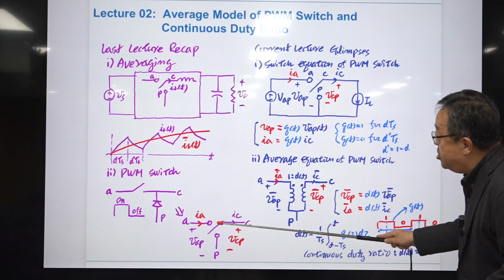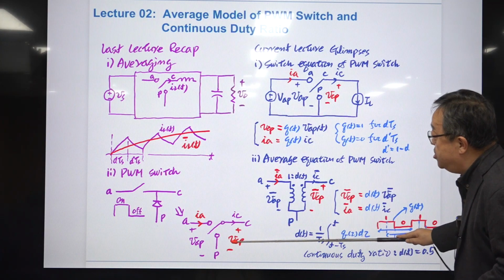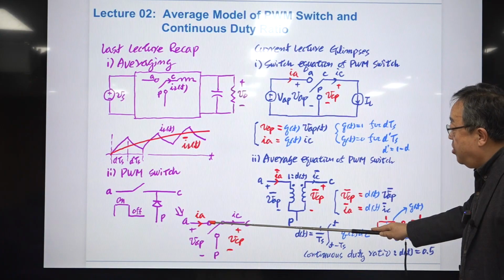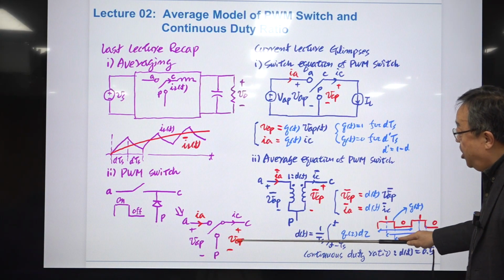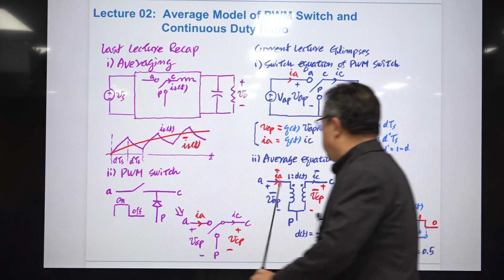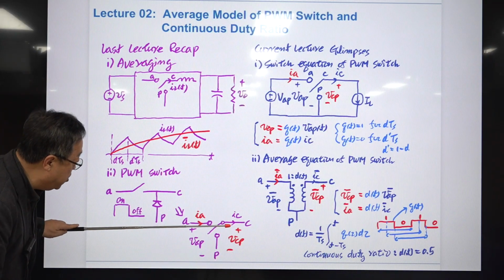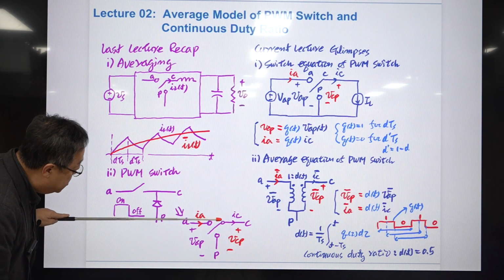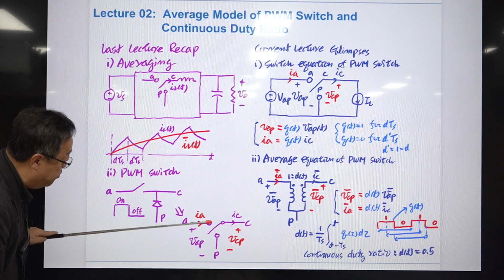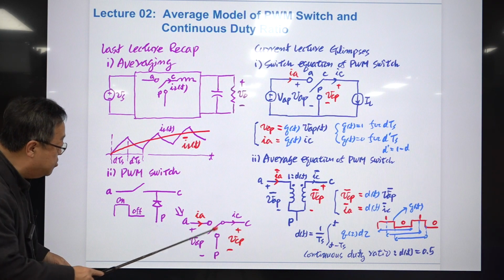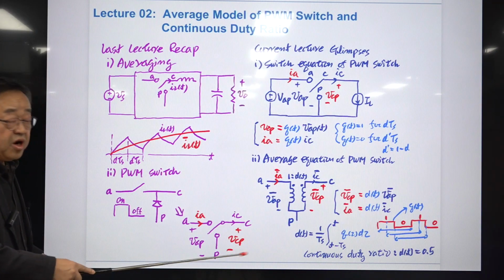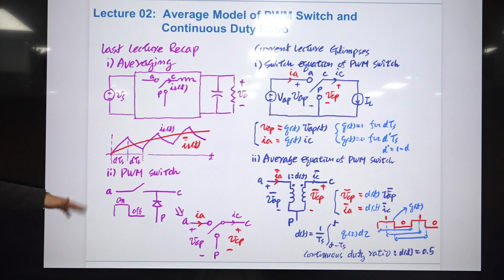So this is a continuous variable here. Okay. When the switch is connected to A, then VCP is simply the same as VAP. When this is connected to the P terminal, VCP becomes 0. When this switch is connected to the A terminal, IA is simply IC. When this is connected to the P terminal, IA becomes 0. So these two variables are continuous variables, and these two red variables are discontinuous variables. This is called the PWM switch.